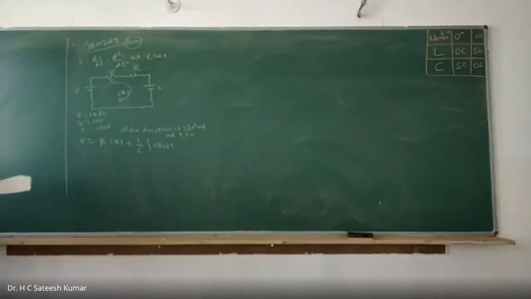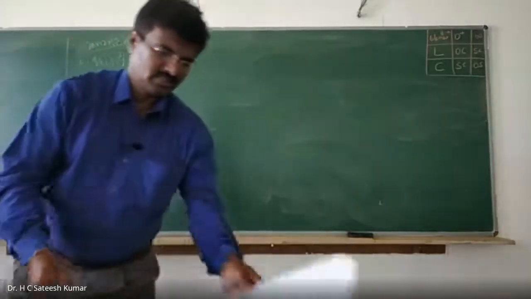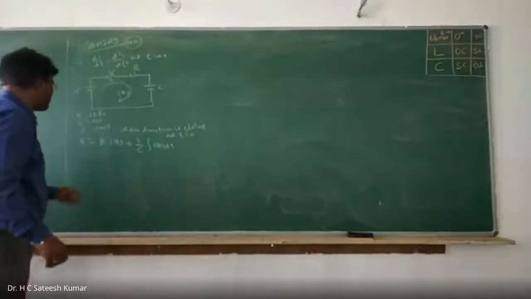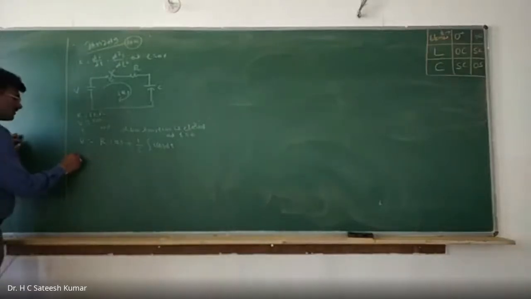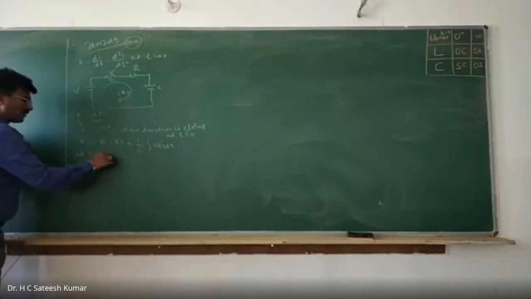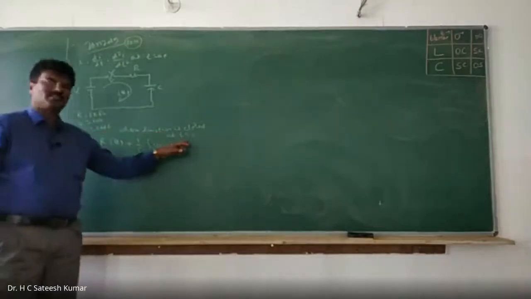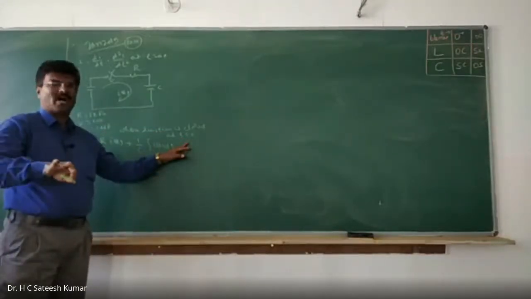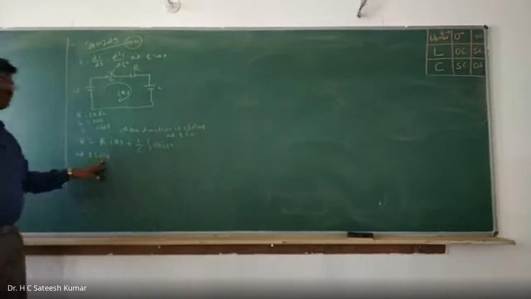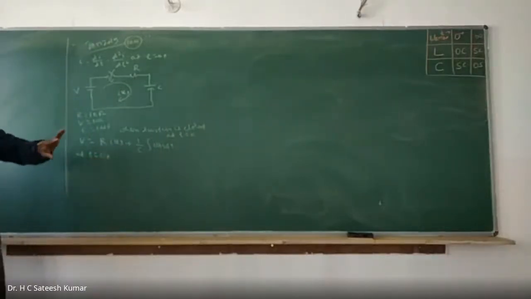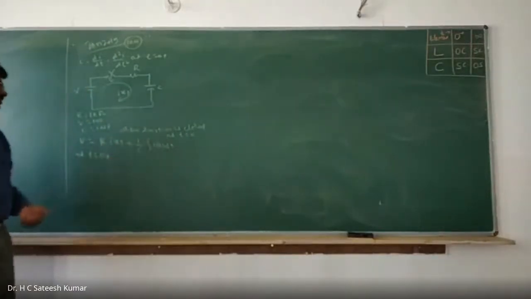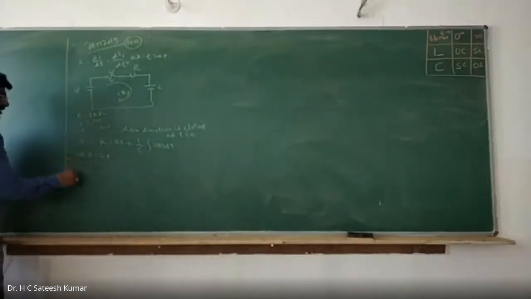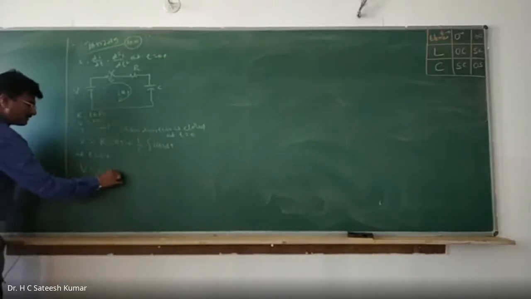Now, at t equal to 0 plus, once the switch is closed at t equal to 0, what will happen? I am closing the switch at t equal to 0, and whatever happens after closing the switch, I will call it 0 plus. Anything before that we call 0 minus. Once the switch is closed, at t equal to 0 plus, V is equal to R into i of 0 plus.